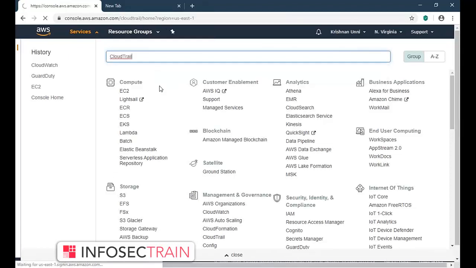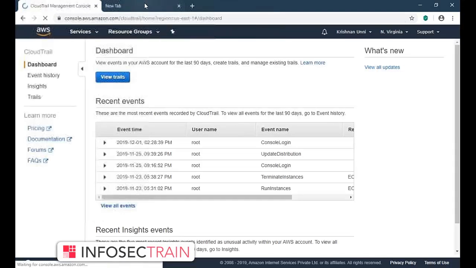So CloudTrail, just a second, let me open. See, CloudTrail is a service which is very critical for you to learn. I'll tell you why. Assume that your company has a proper data retention policy. That means, for example, all the log files must be kept for 2 years or 3 years, whatever it is. So what does CloudTrail do?